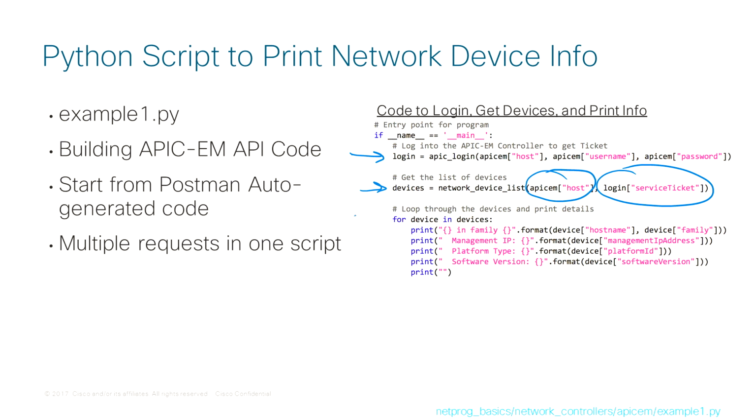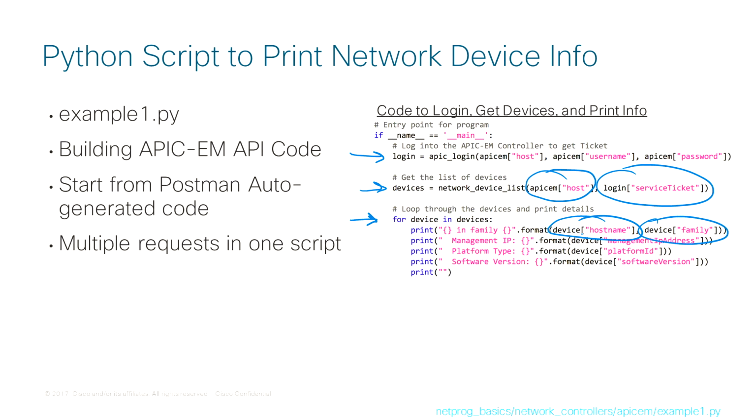So we'll use a basic Python loop to loop over each device in the devices list and then print out some basic information. We'll print out the management IP, platform type, and software version, and then identify which device we're in based on the device host name, and then indicate what family it's a member of.